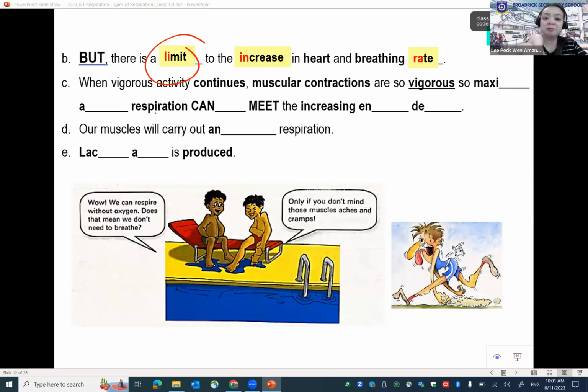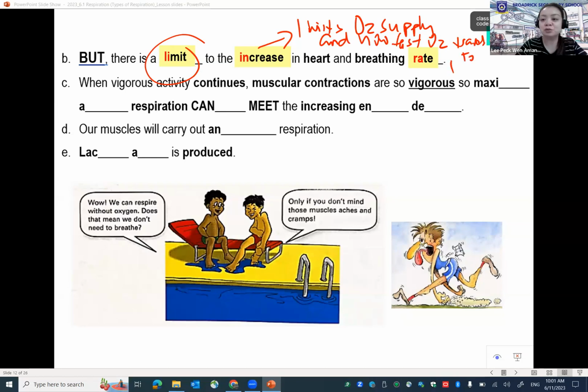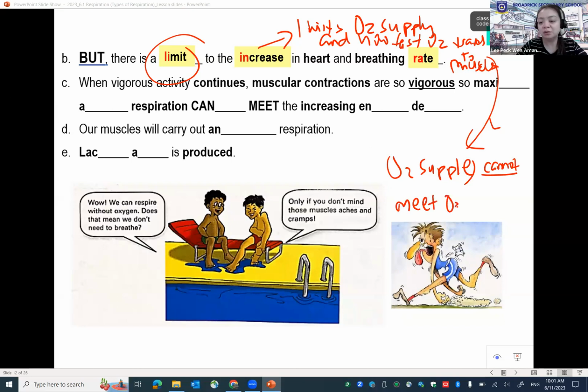You may want to write that down, please. This limits oxygen supply and how fast oxygen travels to muscles. Which means, in simple words, what this actually means is that O2 supply cannot meet O2 demand.